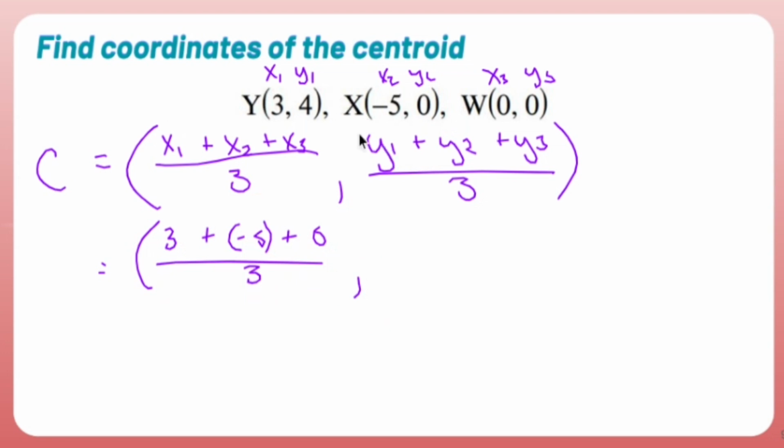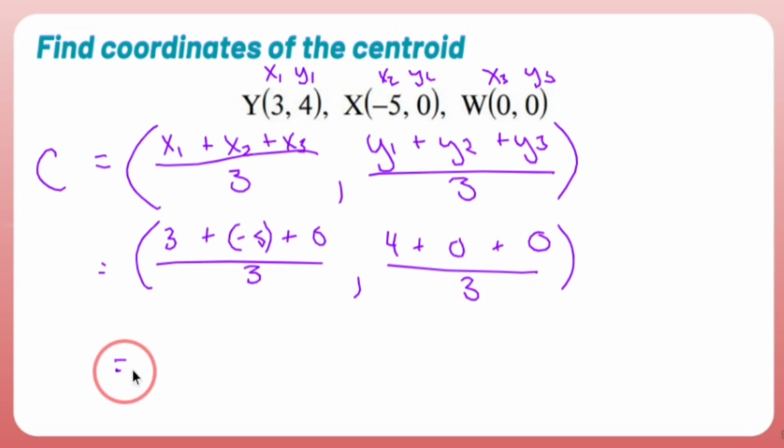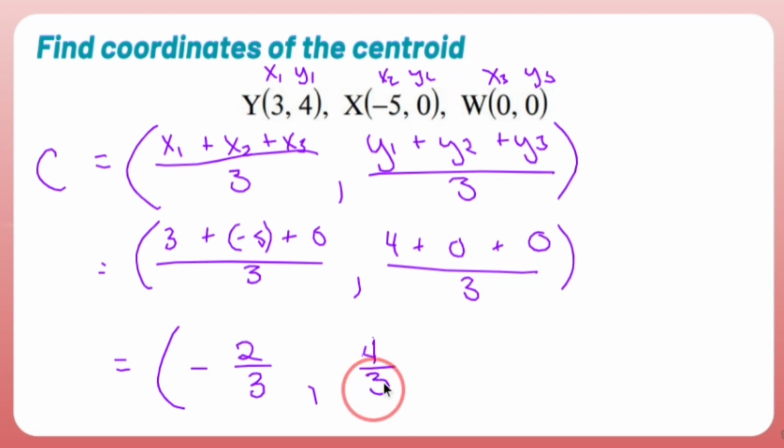And that's going to be y sub 1, which is 4 plus 0 plus 0 divided by 3. 3 plus negative 5 is negative 2, plus 0 is still negative 2. So this gives me negative 2 over 3, so I'll just write that out as negative 2 over 3. 4 plus 0 just gives me 4 over 3, so I'll write it out like that.